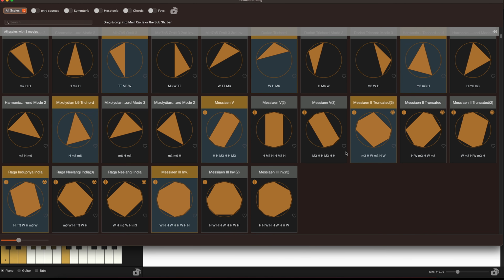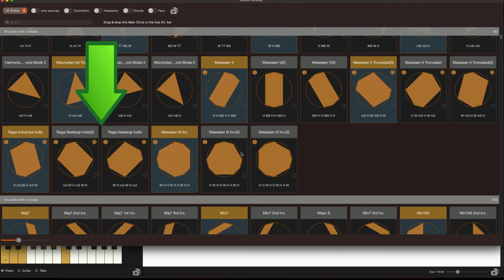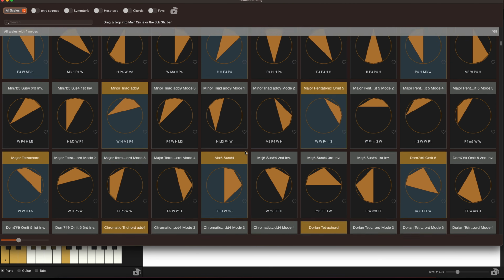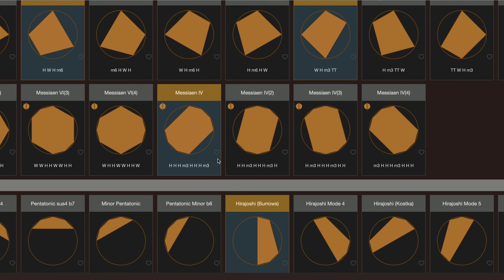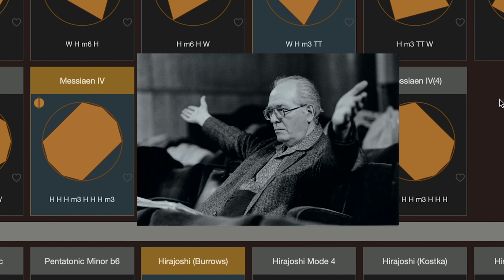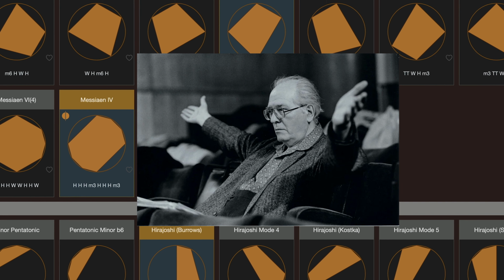So the scales at the end of a mode count group are the most symmetric. It's worth noting how these highly symmetric scales all have the name Messiaen in them, which is a clear demonstration of how much exploration he did on symmetric scales.